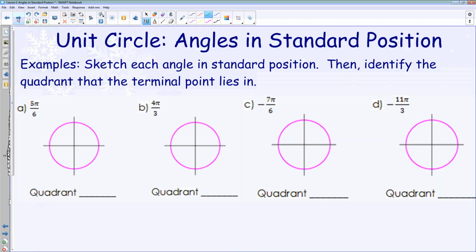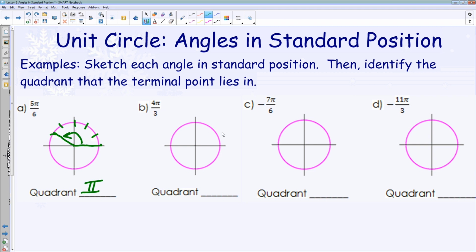And then we're going to finish it off with some examples. So if we want to sketch, we want to identify the quadrant. Okay, so these are our pi over 6s. So 1, 2, 3, 4, 5. There's my angle. We are in quadrant 2.